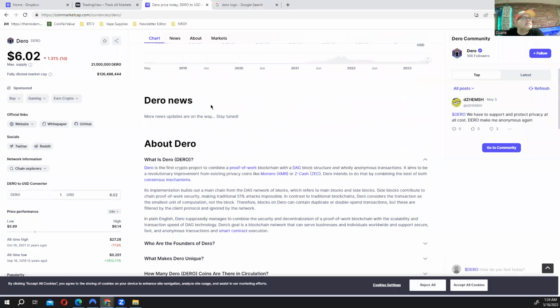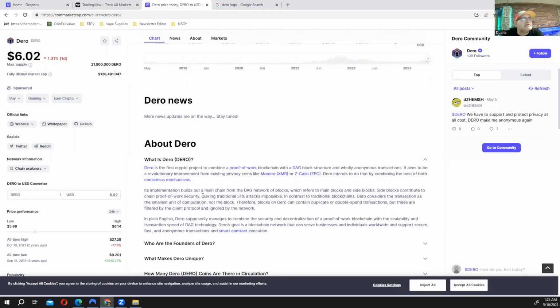There's also an about section here on CoinMarketCap, and I'm just going to read this real quick. What is Dero? This says that Dero is the first crypto project to combine a proof of work blockchain with a DAG block structure and wholly anonymous transactions. It aims to be a revolutionary improvement from existing privacy coins like Monero or Zcash. Dero intends to do that by combining the best of both consensus mechanisms.